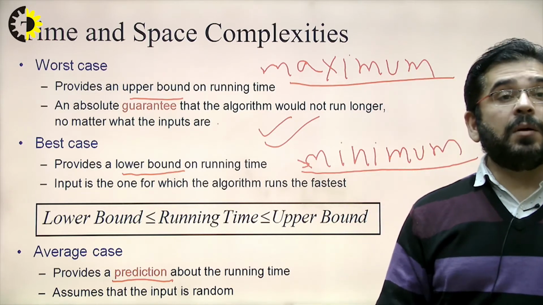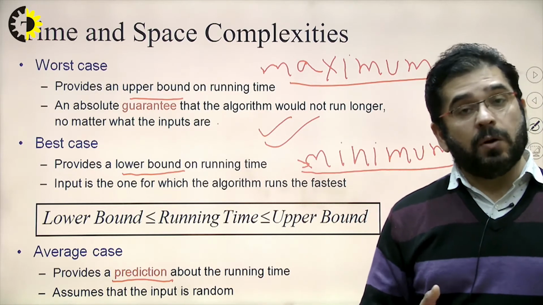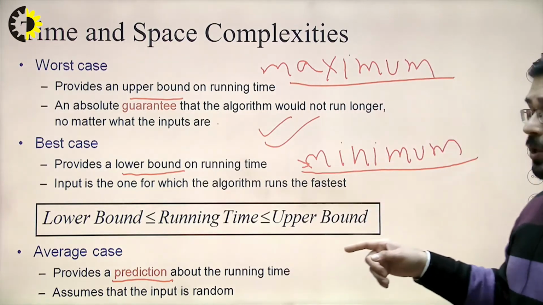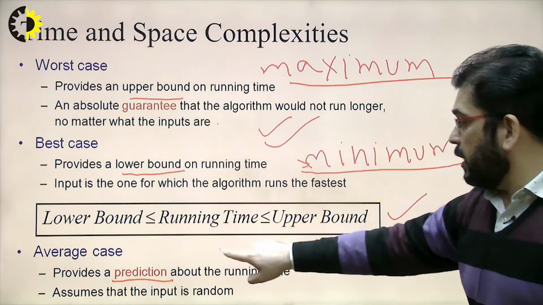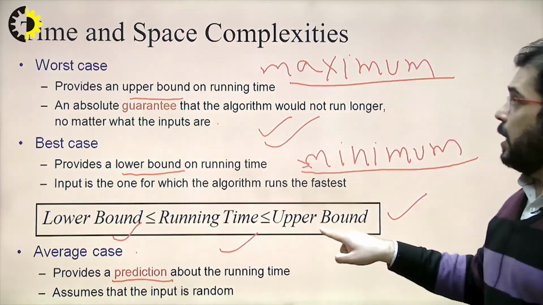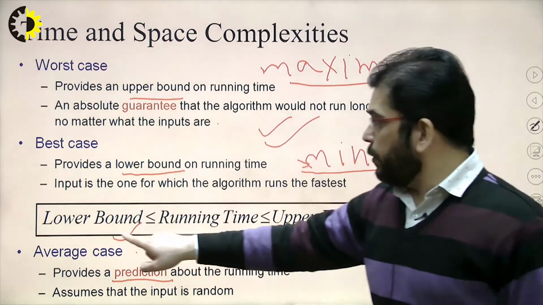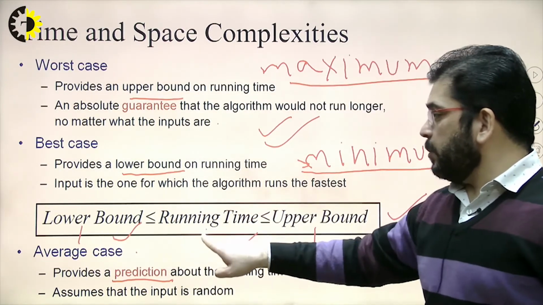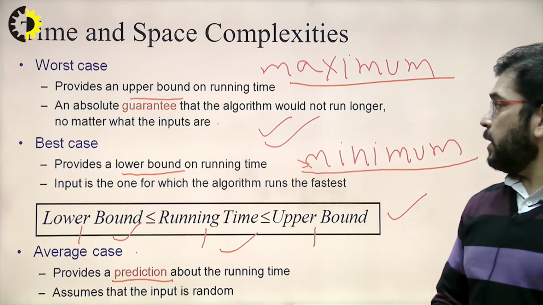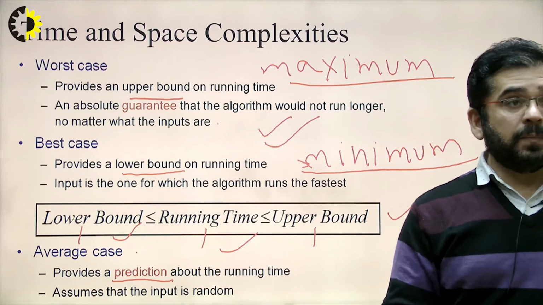So input can come in any fashion, so output can only be predicted, cannot be predefined itself. So the relationship between the upper bound, the running bound and lower bound. Upper bound is basically the worst case, lower bound is the best case, running time is the average case. It is the relationship among all these three time complexities of an algorithm.